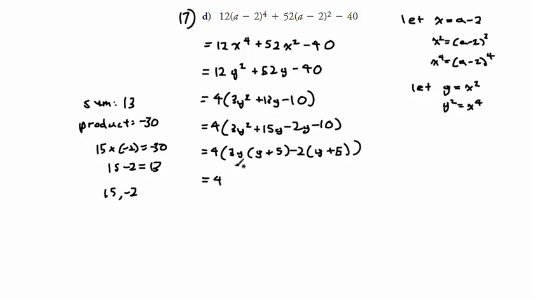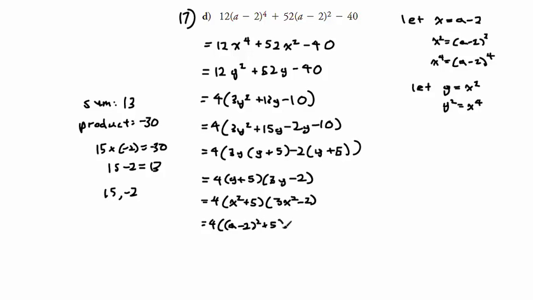So since these two are the same, we can factor out y plus 5. And what are we left with? 3y minus 2, right? But what was y? y was x squared, so let's plug that back in. We have x squared plus 5 and 3x squared minus 2. But we're not done yet. What was x squared? x squared was a minus 2 squared. So that means 4 bracket a minus 2 squared plus 5, and then here is 3 bracket a minus 2 squared minus 2.